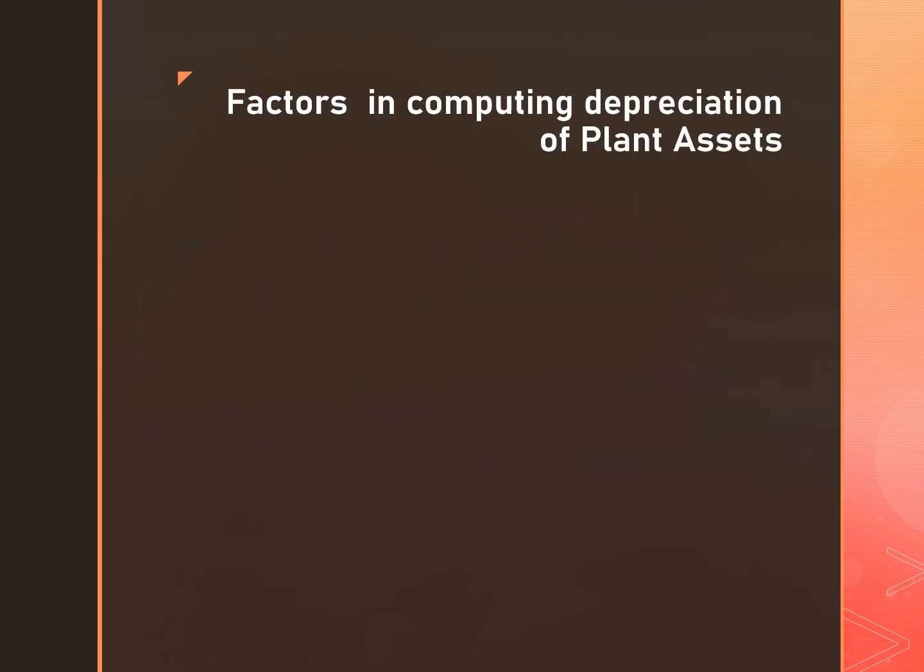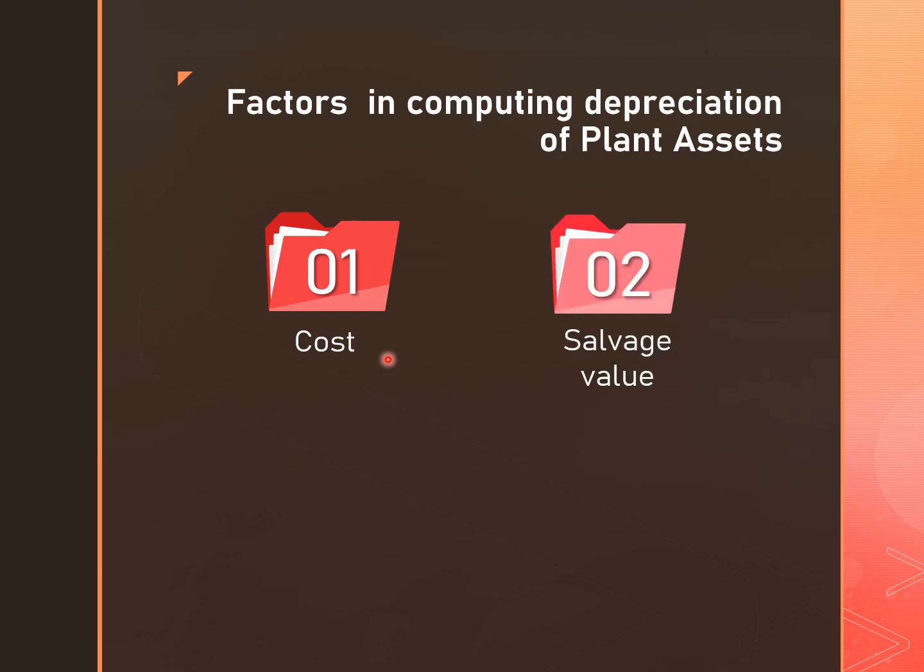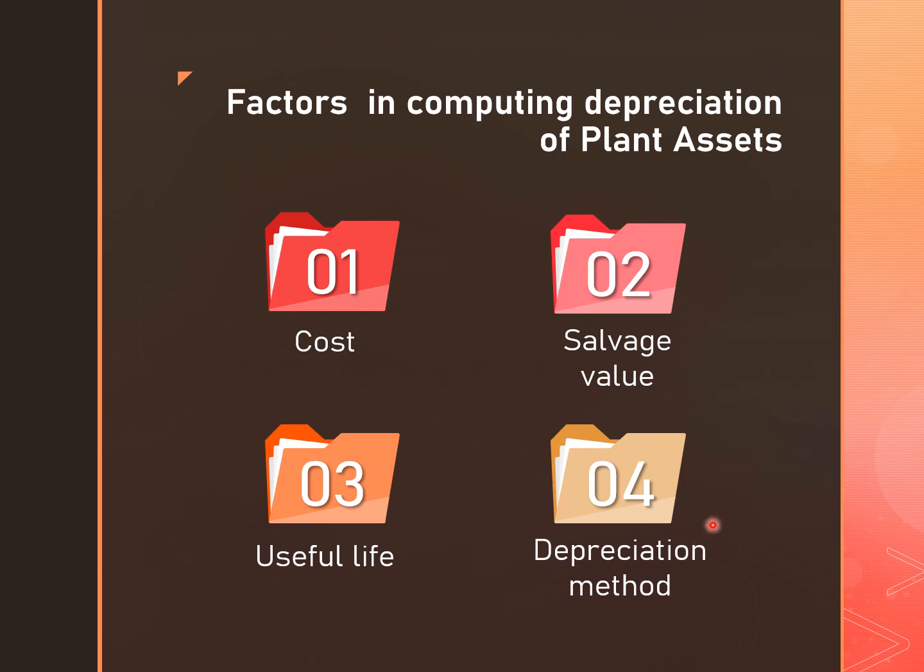Next, kita nak tengok factors in computing depreciation of plant assets. So, first factor dia adalah cost. Untuk kira depreciation, kena ada cost dia lah, baru tahu berapa nilai asal dia. Then, kita kena ada salvage value. Kalau ada nilai scrap from that, kita kena tolak dulu. Then, kita kena tahu useful life, baru boleh allocate over berapa years. And then, kita kena determine our depreciation method.